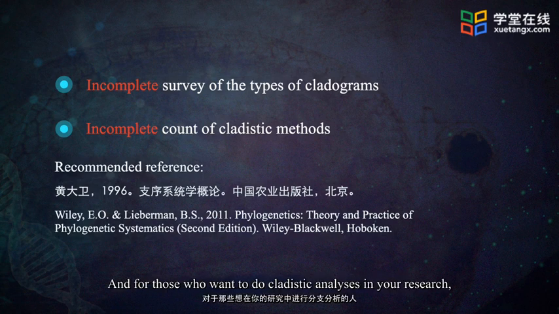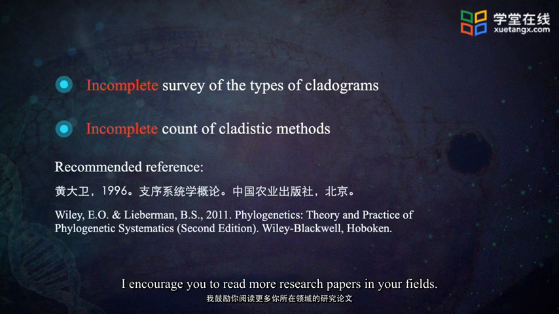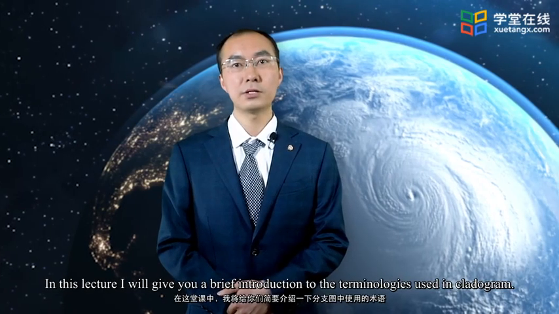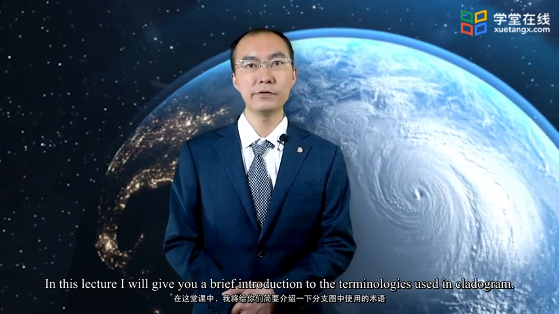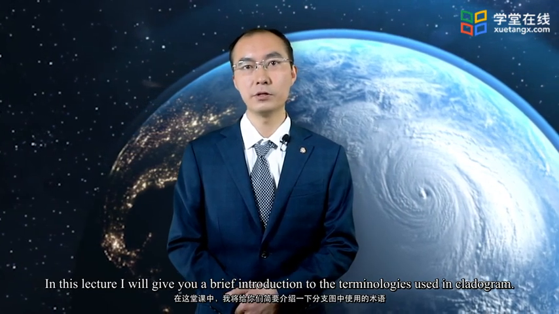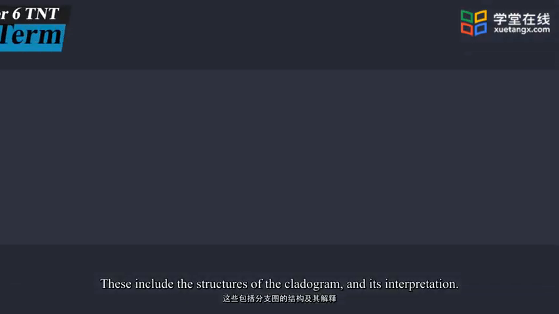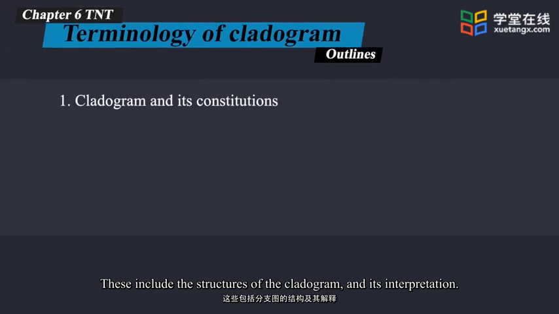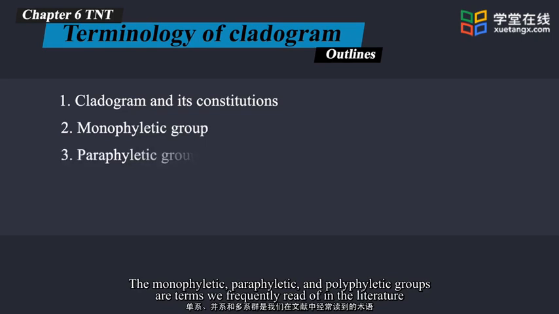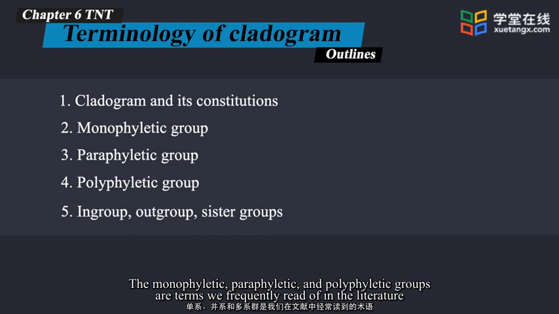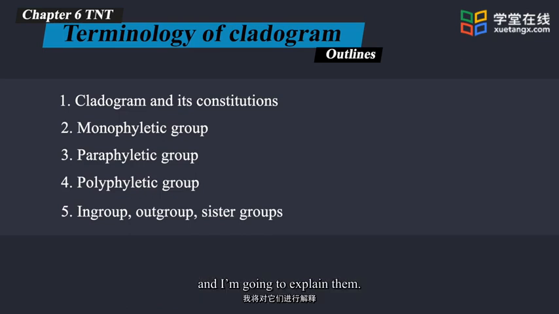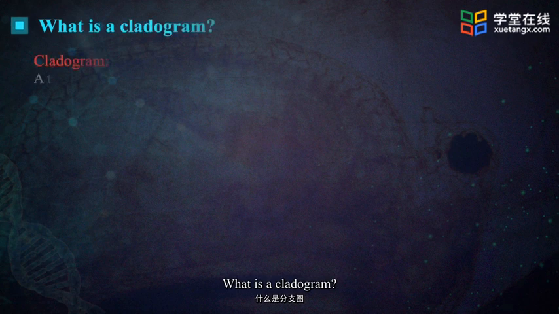And for those who want to do cladistic analysis in your research, I encourage you to read more research papers in your fields. In this lecture, I will give you a brief introduction to the terminologies used in cladogram. These include the structures of the cladogram and its interpretation. The monophyletic, paraphyletic, and polyphyletic groups are terms we frequently read of in the literature, and I'm going to explain them. What is a cladogram?